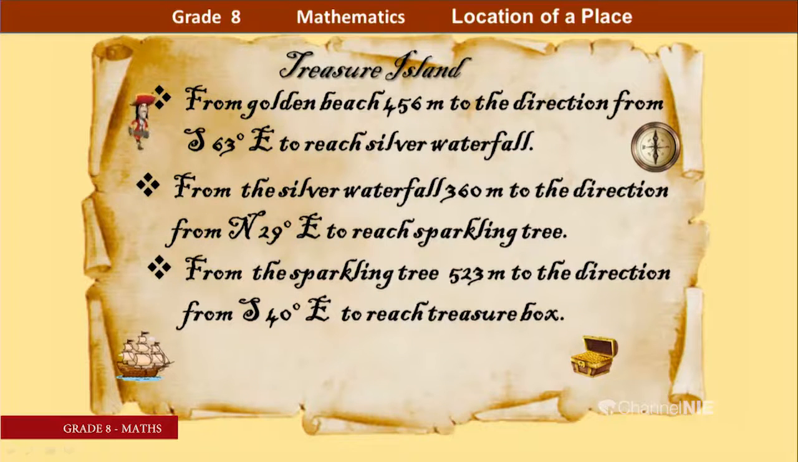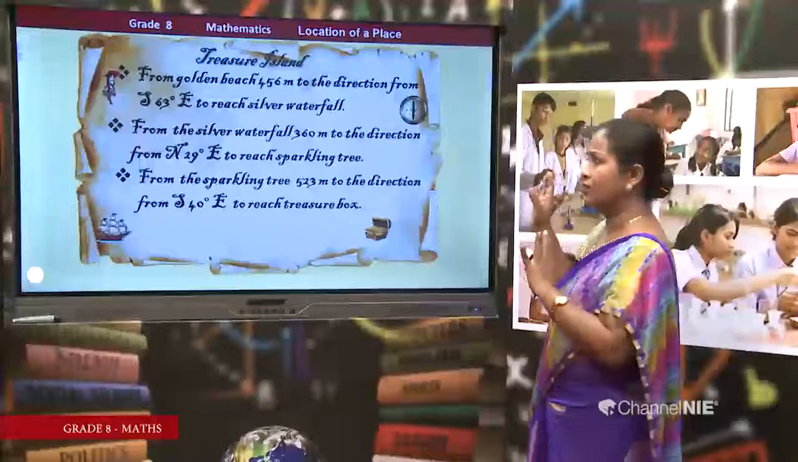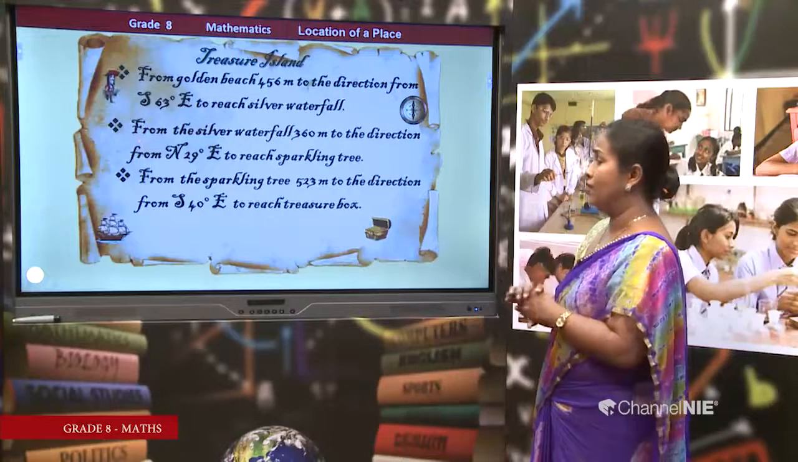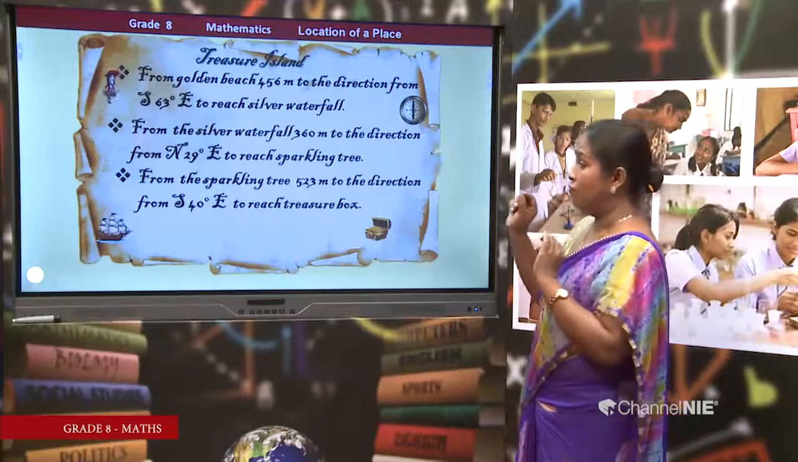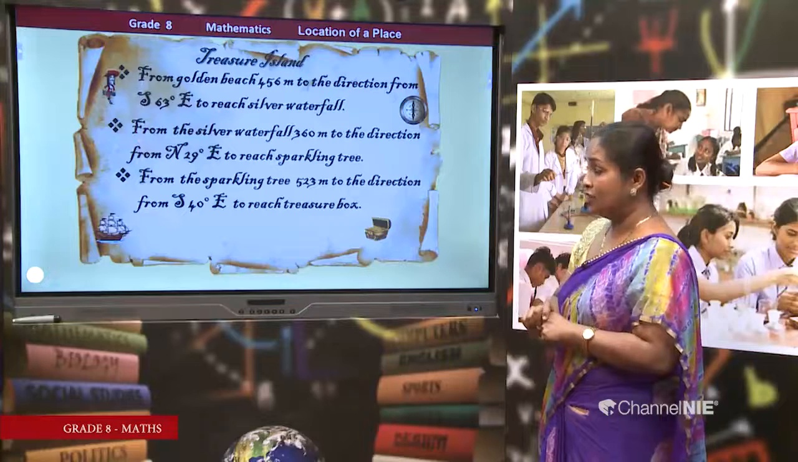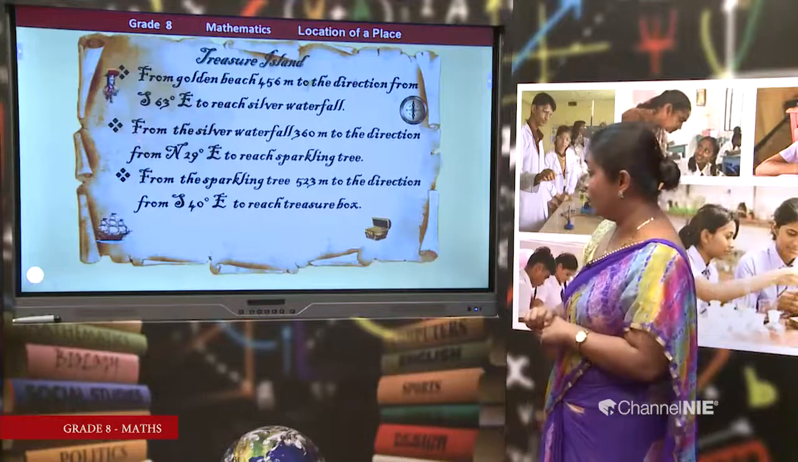Then you can reach the Silver Waterfall. After then, you have to go step by step. Now you are at Silver Waterfall. Next one, you have to move and find the sparkling tree. We'll see the direction for that.